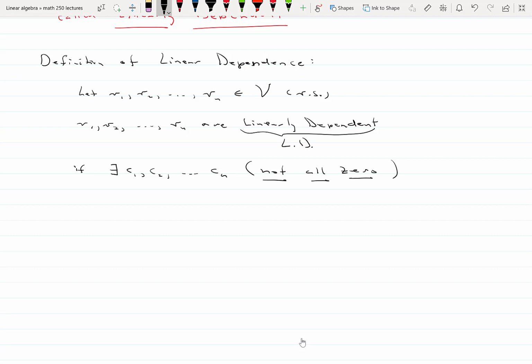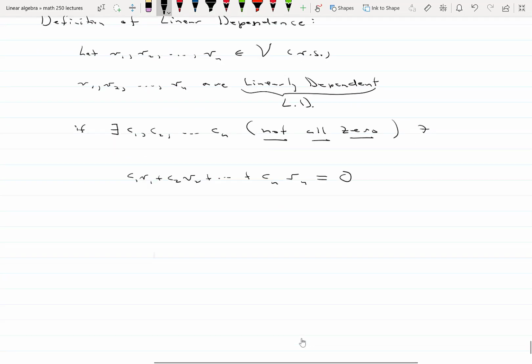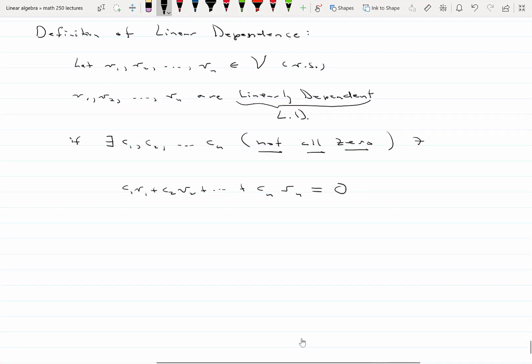So a set of n vectors from a vector space is called linearly dependent if there exist constants, not all zero, such that C1 V1 plus C2 V2 plus all the way up to Cn Vn equals the zero vector. This is the definition of linear dependence.